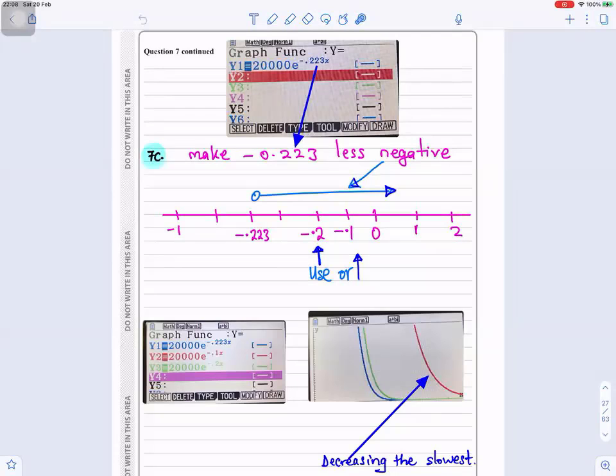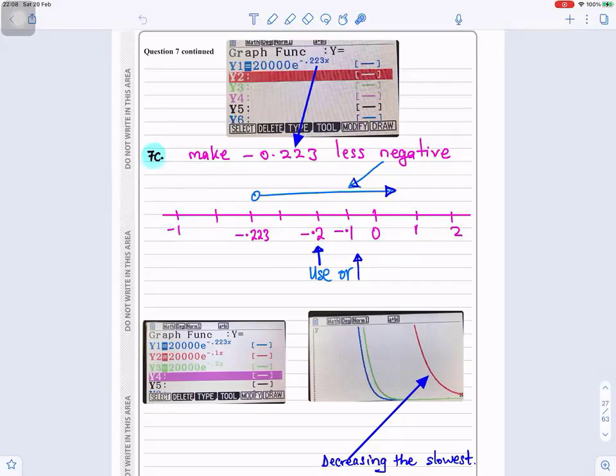So if you have this minus 0.223, when you plot the graph, you make that value less negative. Less negative: if you have minus 0.223 from here, to make it less negative, you want to get in something which is on this other side. So you want to get a number which is going to the right-hand side. These are less negative. So you can use minus 0.2, or minus 0.1, a bigger number.